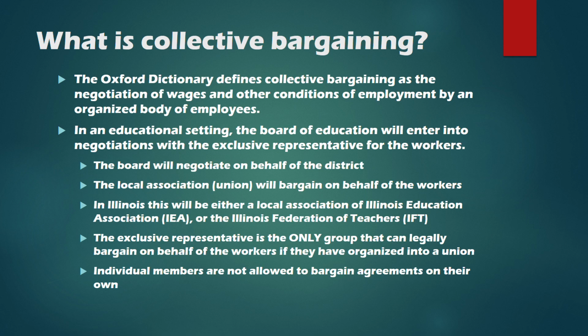And so those unions are the exclusive representative. That's the only people that the board can bargain with. Okay, they must go through the union to bargain those contracts. That is the law in the state of Illinois.